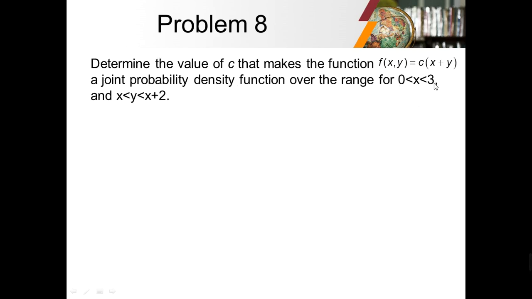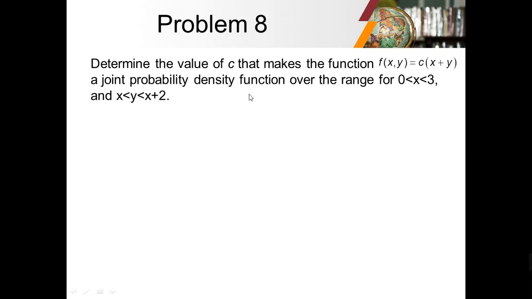Pagbaliktad ang ginawa natin, inuna natin yung integration natin in terms ng x. So, masasubstitute natin itong 0 and 3. Pag nag-integrate ulit tayo in terms of y, ang isa-substitute natin ay x to x plus 2. So, ang mangyayari ay magkakaroon ulit siya ng variable.